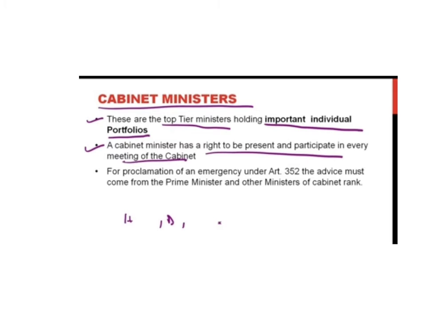That means if there is any emergency at the state level or at the central level, then at the state level the chief minister takes the advice of their cabinet ministers, and at the central level the prime minister takes the advice of their cabinet ministers. We will not go into emergency and other things, but we can say cabinet ministers are those ministers who hold important individual portfolios and are at the top tier of the ministry.